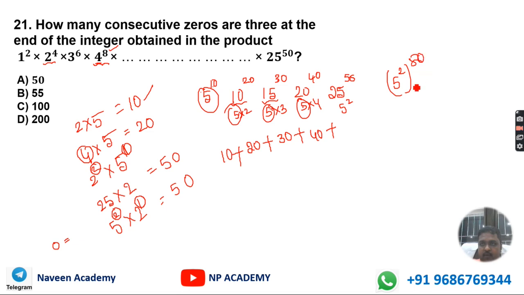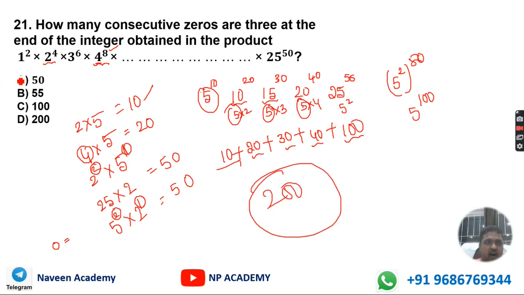So (a^m)^n is equal to a^(m×n). You are getting 5^100. So here you are getting 100. If you add these things, 100, 140, 170, 190, 200. So my dear friends, for the product of all this series, you are getting 200 zeros. So option D is the right answer.